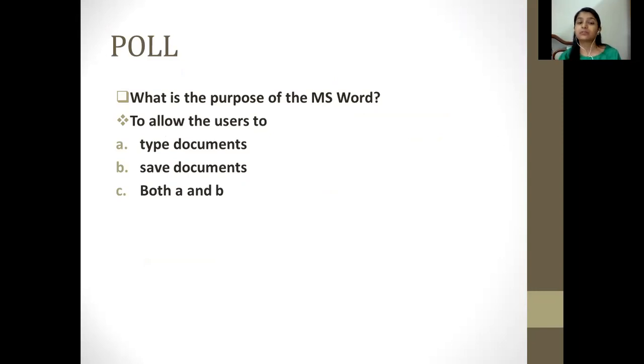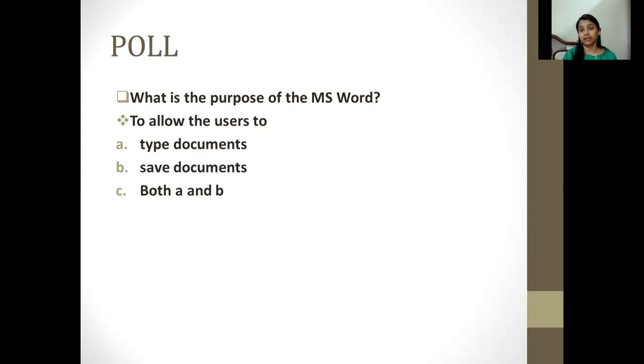What is the purpose of writing MS Word? To allow the user to type documents, save documents, or both A and B. I'm giving you a few seconds. You can think about it and you can select your answer. Yes, you are guessing it right. So the right answer is C, the third one, that is both A and B.